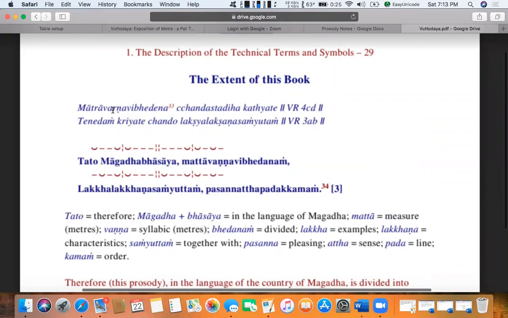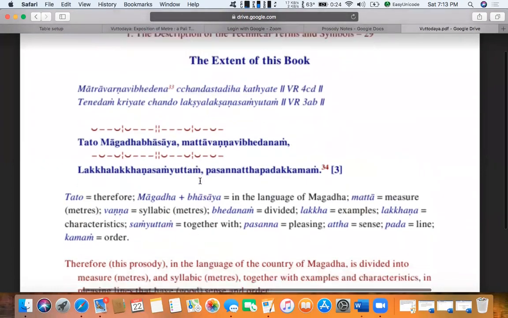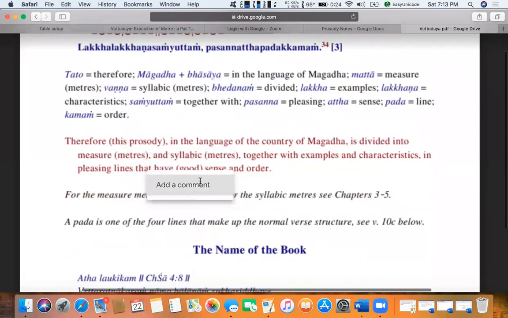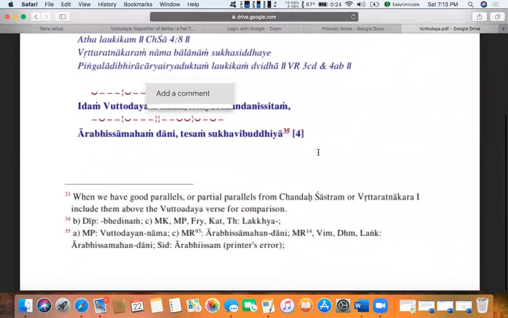Matta vutti chanda and vanna vutti chanda. That is one important point. And another important point is that in this book, sutras and examples are combined. So is that clear for you? Yes, Vani, very clear.